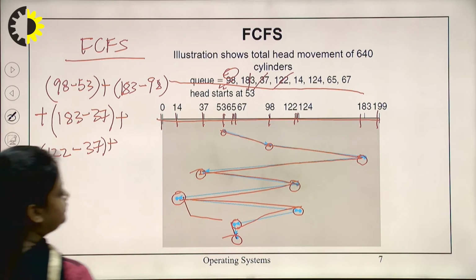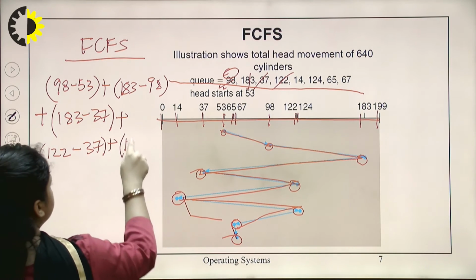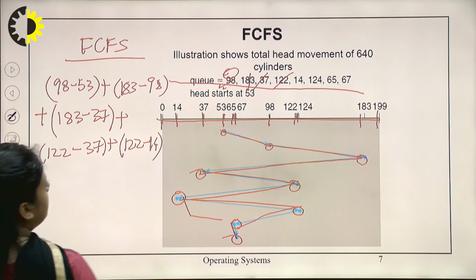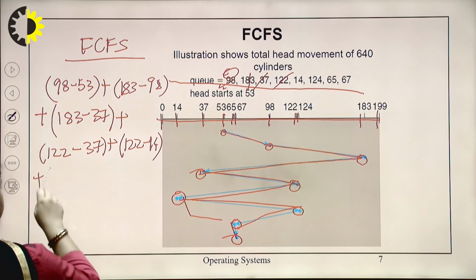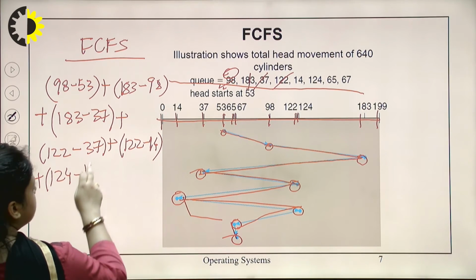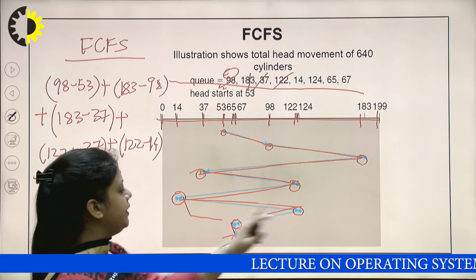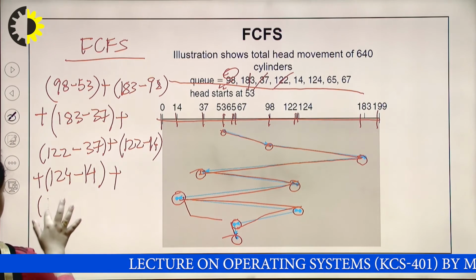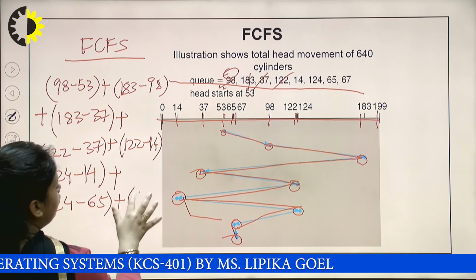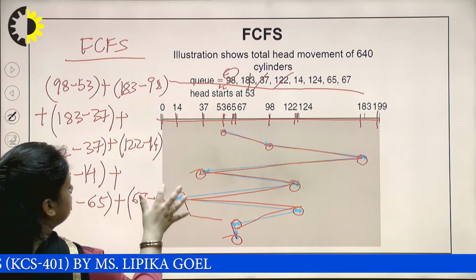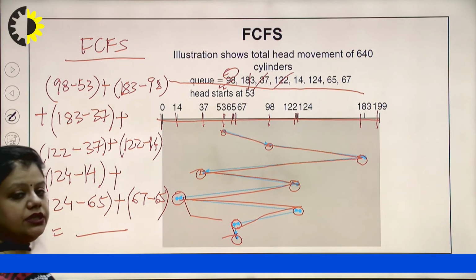Next will be from 122 to 14. So 122 minus 14. Then the next will be from 14 to 124. So it will be plus 124 minus 14. Then the next was from 124 to 65. 124 minus 65 plus the next was from 65 to 67. So 67 minus 65. And the sum of all these will be the total head movement.